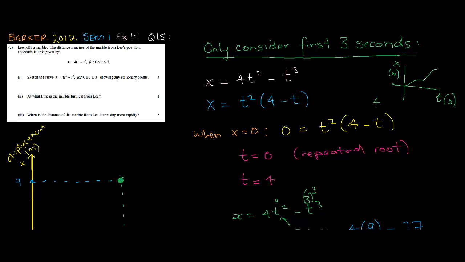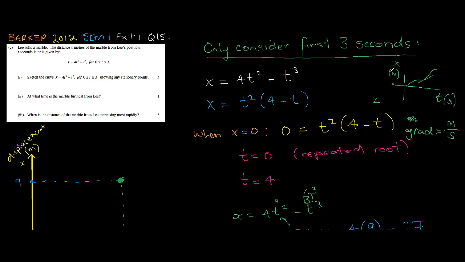The gradient at some point, what are the units of that gradient going to be? Well, gradient is rise over run, isn't it? So our rise units will be in meters, and our run units will be in seconds. So meters per second, that's a speed, isn't it?